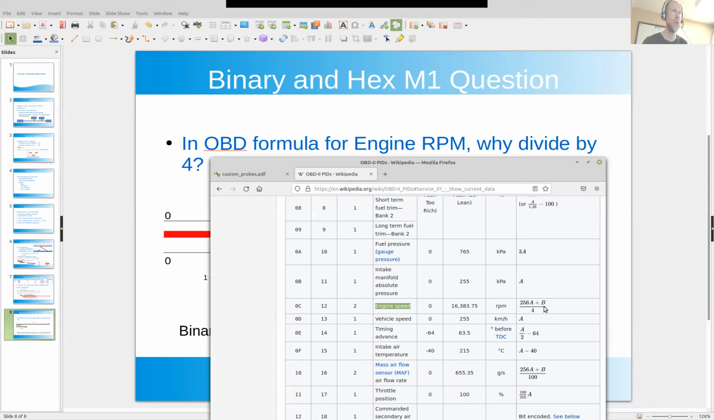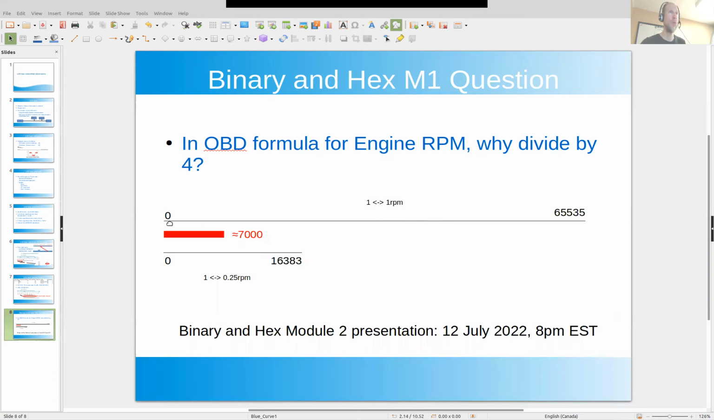Why not some other number? Why not just leave it alone? And the answer is, if we take 2 bytes, then this integer value represents values from 0 to 65,535. And we could use that value for an RPM, but because the engine speeds for cars typically do not go above 7,000, a lot of space would be completely unused, basically wasted space.